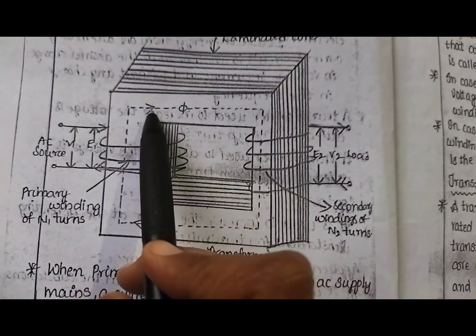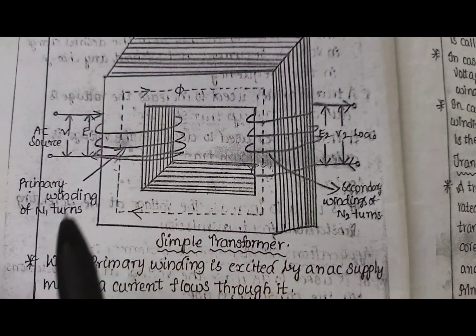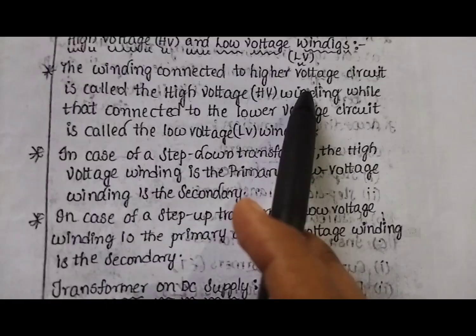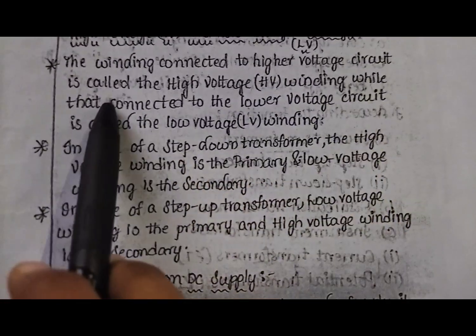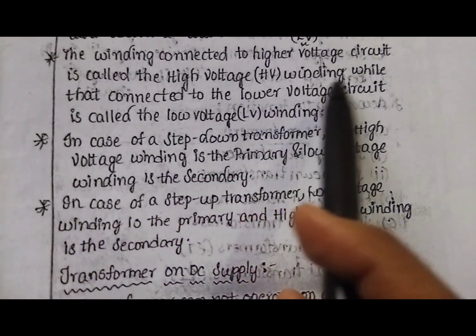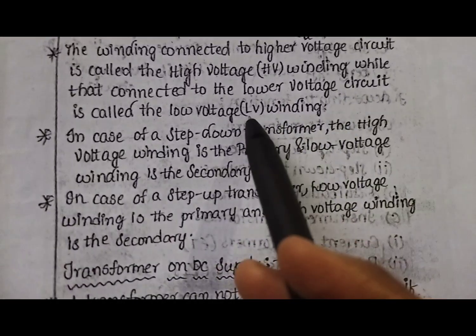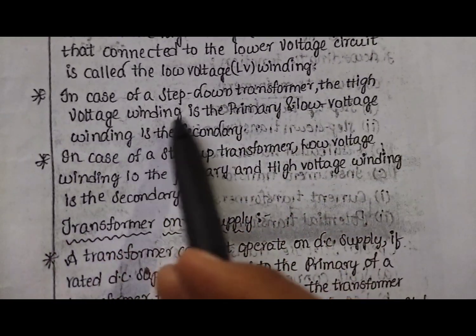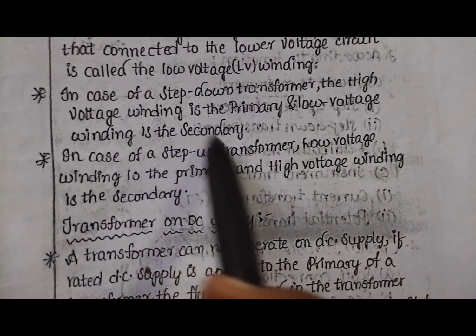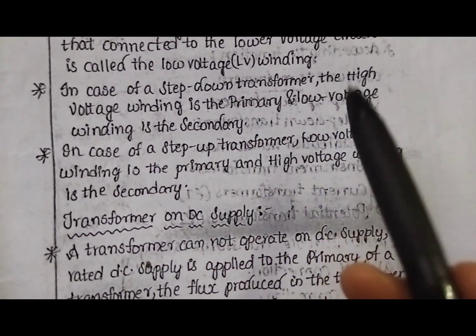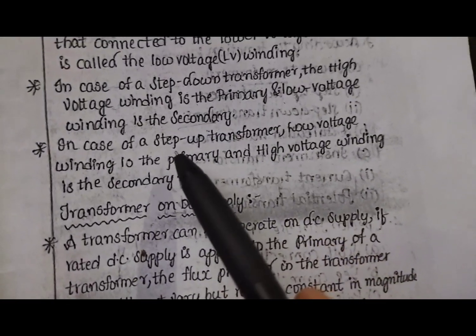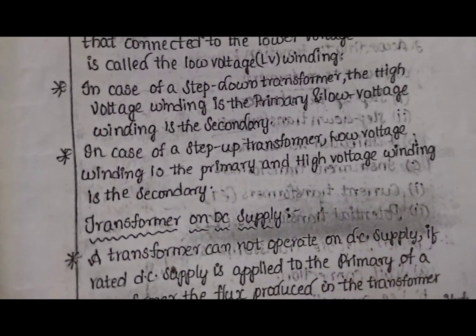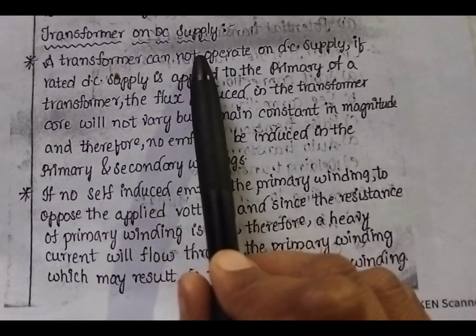This helps to do this process. High voltage (HV) and low voltage (LV) windings will be produced in this process. The winding connected to the higher voltage circuit is called the high voltage, or HV, winding, while that connected to the lower voltage is known as the LV winding. In the case of a step down transformer, the high voltage winding is the primary and low voltage is the secondary. Primary is high, low voltage for secondary. These two are opposite. In the case of a step up transformer, the low voltage winding is the primary and the high voltage winding is the secondary.